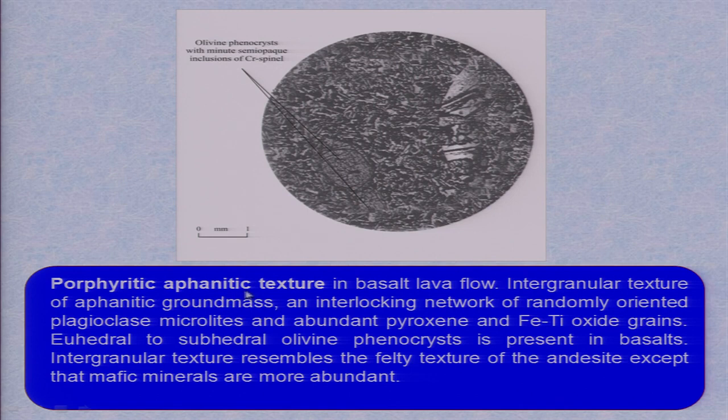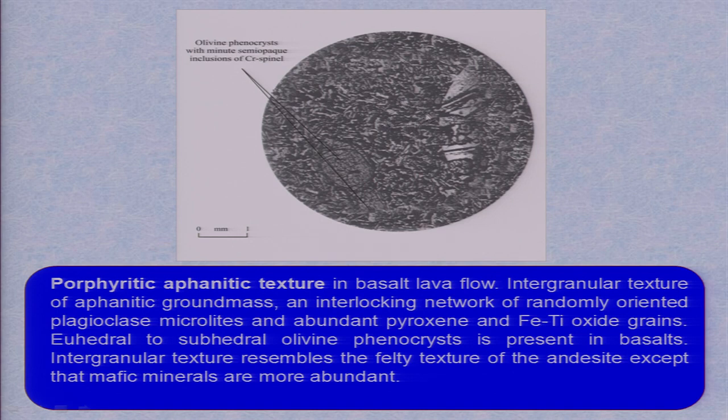Now, I am citing another example of porphyritic aphanitic texture in basalt lava. Basalt is also a lava flow. It has intergranular texture of aphanitic groundmass, an interlocking network. Interlocking network means the grains are interlocked, and the interstitial space is occupied by magma. An interlocking network of randomly oriented plagioclase microlites and abundant plagioclase and Fe-Ti oxide, that is iron titanium oxide grains, form the interlocking texture, and in between these interlocking grains the glass is occupying the open space.